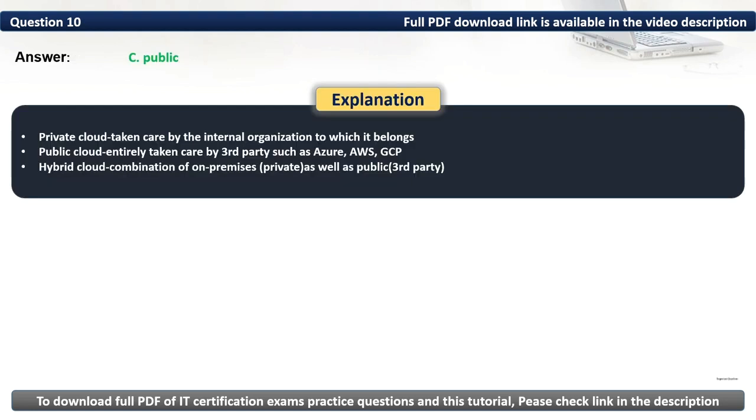Private cloud is taken care of by the internal organizations to which it belongs. Public cloud is entirely taken care of by a third party such as Azure, AWS, or GCP. Hybrid cloud is a combination of on premises as well as public cloud.